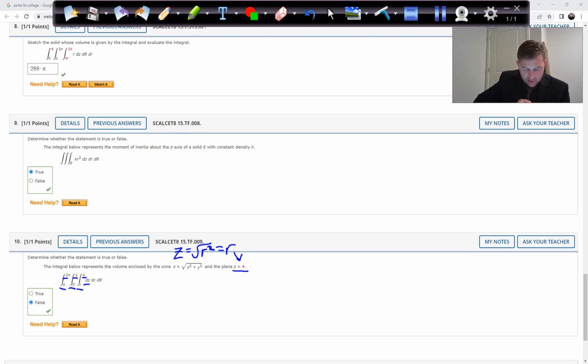This is very close. The only thing that is incorrect is what? They forgot the limits of integration are r dr d theta. There's a missing r right there. So that's the only reason that that is false. Okay, so that will complete problem 10 and section 15.7.